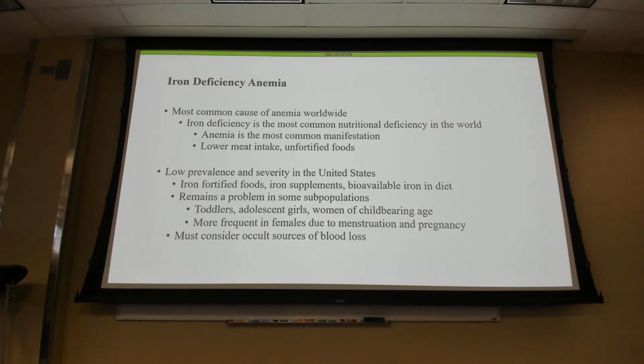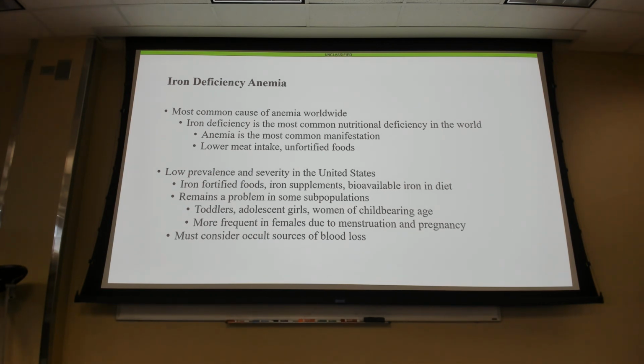Iron deficiency, you guys know this already. Most common cause of anemia worldwide. Most common nutritional deficiency. Low prevalence and severity in the United States, right? Bunch of iron-fortified food everywhere. Everybody adds everything. But there's a problem in certain subsets of populations: toddlers, kids, adolescent women, women of childbearing age.